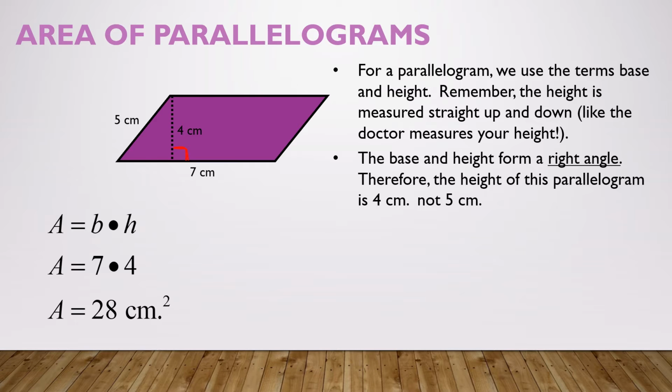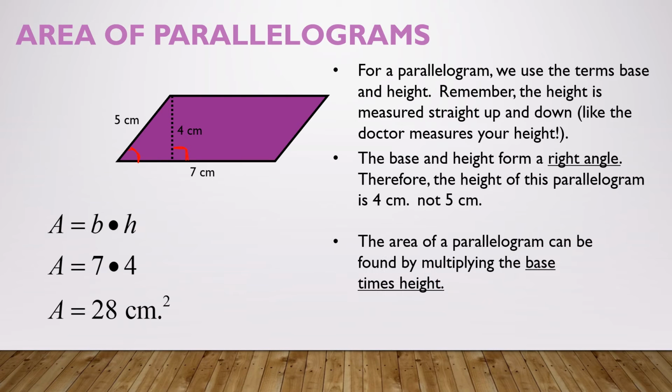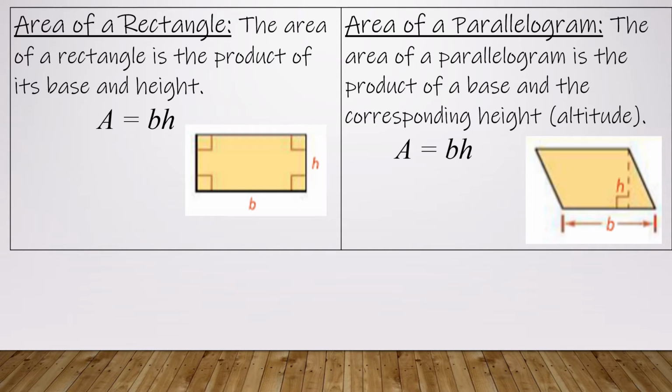The height of this parallelogram is not 5 centimeters because it does not form a 90-degree angle with the base. So for this parallelogram, we would do 4 times 7, which would be 28 centimeters squared. Again, multiplying base times height. Area of a rectangle, you already know, is base times height. Area of a parallelogram is also base times height. And our height and our base are perpendicular to each other, so they form a 90-degree angle.